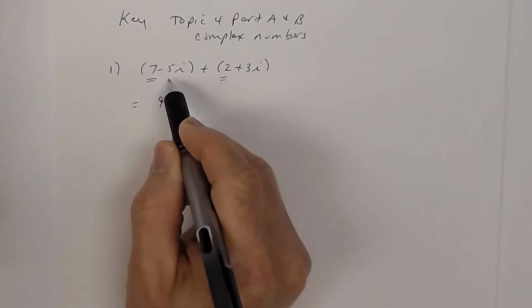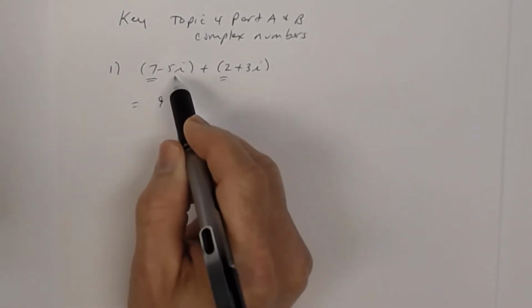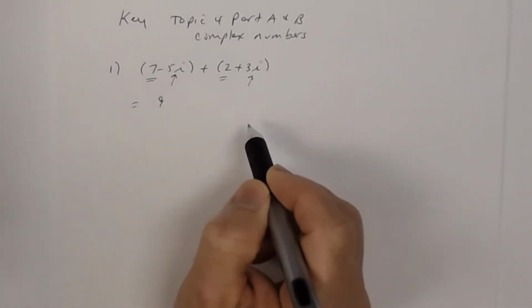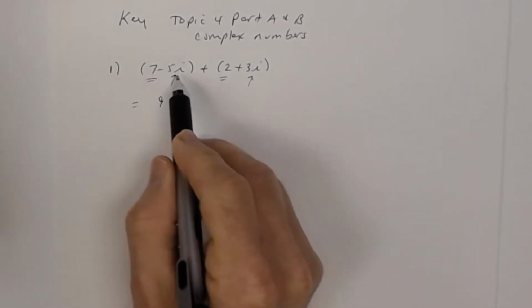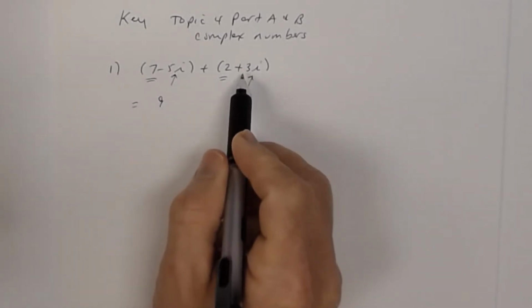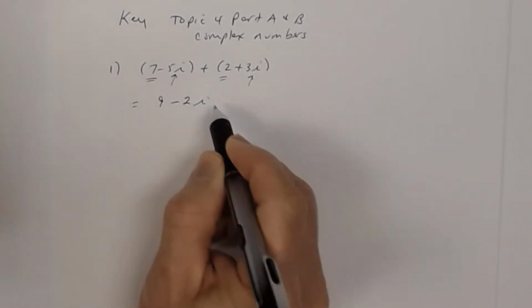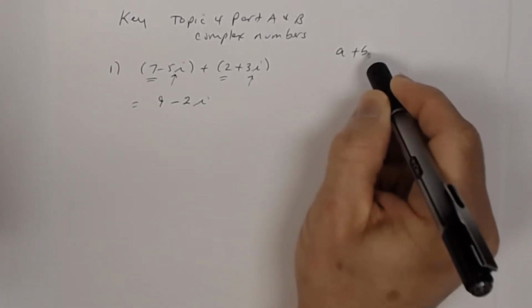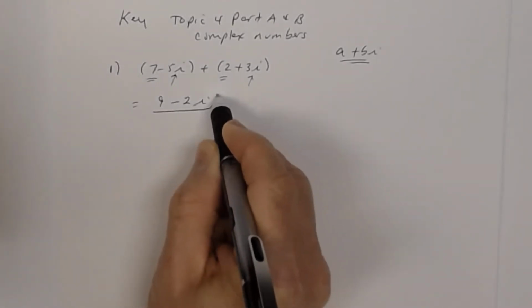Then if you look at the imaginary part of this complex number, you have a negative 5i and a positive 3i, and those are like terms. When you combine those, a negative 5 and a positive 3 is a negative 2, and so you get 9 minus 2i. Remember, the directions did say to write in the form a plus bi. That's the answer for number 1.